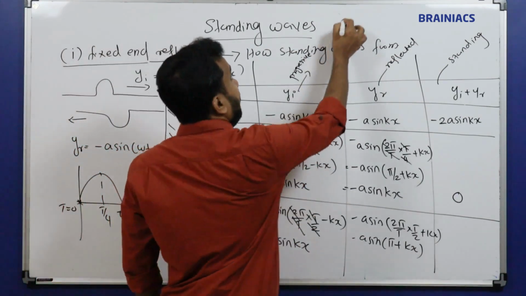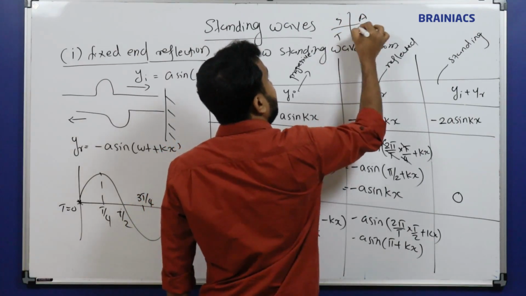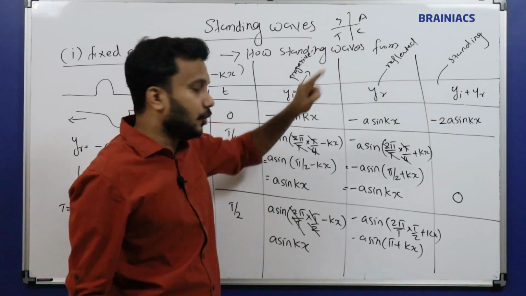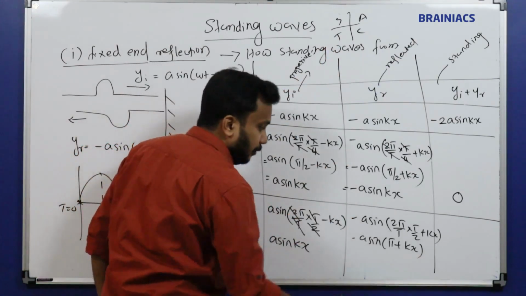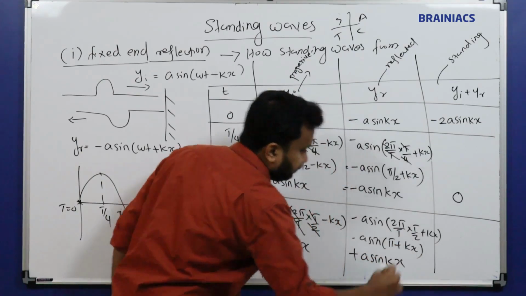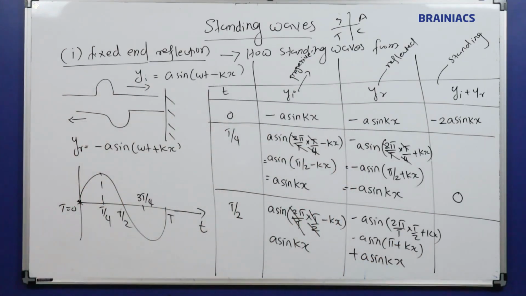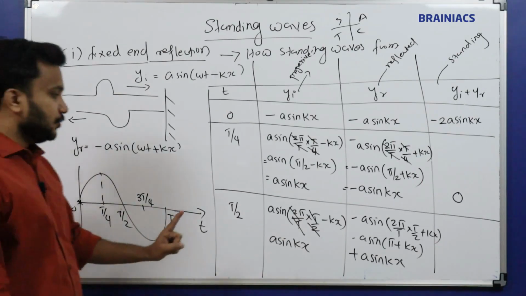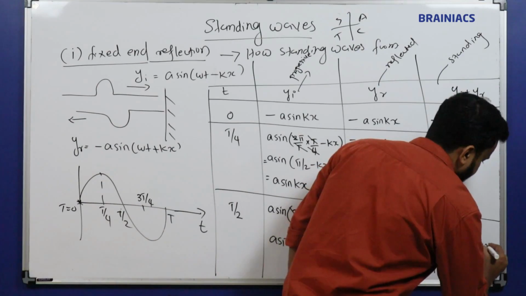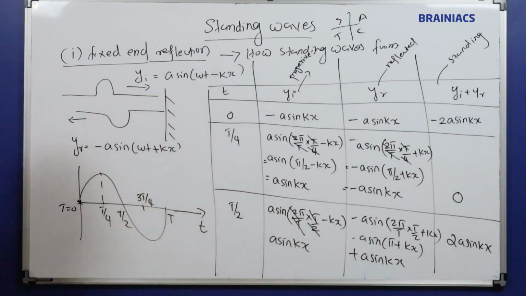Third quadrant, I know it is all sin t cos. Tan and cot is positive here. Sin is negative in the third quadrant, so already one negative, one more negative. So it becomes plus a sin kx. Now I am adding this one: a sin kx plus a sin kx, 2a sin kx. I got 2a sin kx. This is my next amplitude of the wave.